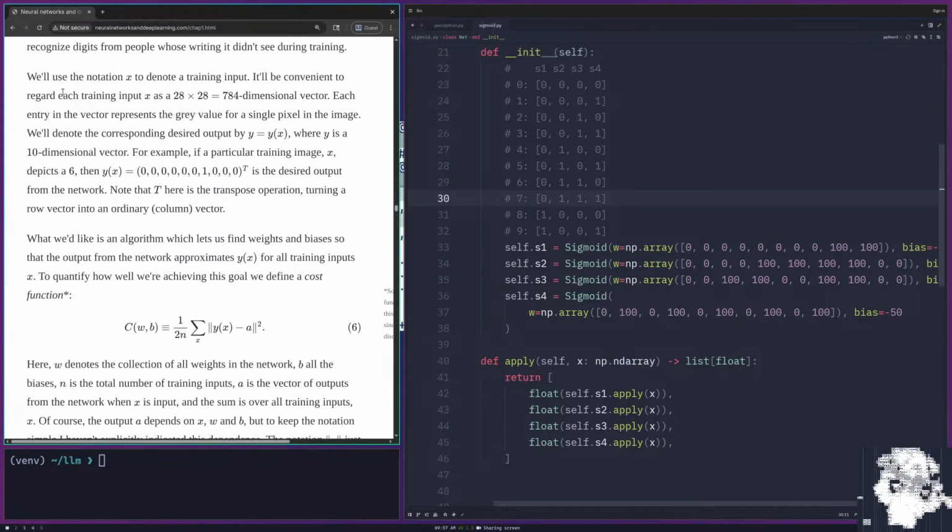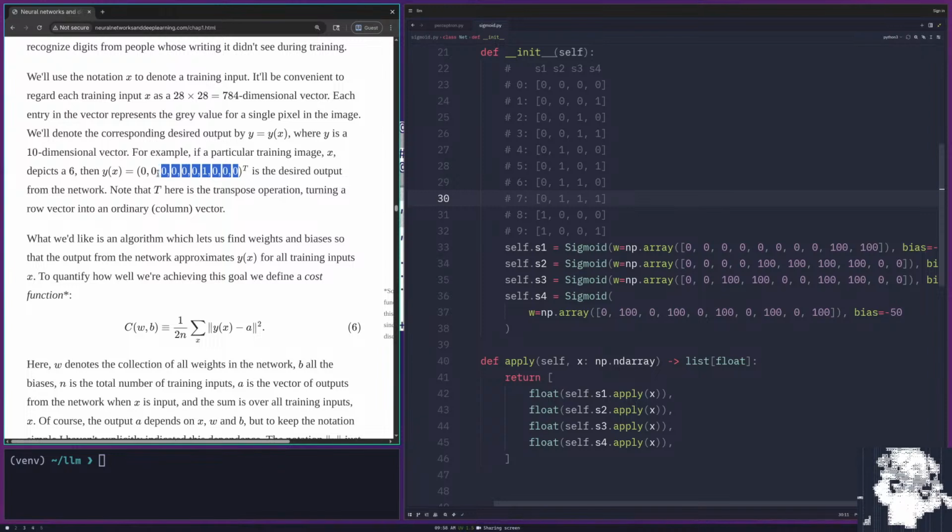We'll use the notation x to denote a training input. It'll be convenient to regard each training input x as a 28 by 28 = 784 dimensional vector. Each entry in the vector represents the gray value for a single pixel in the image. We'll denote the corresponding desired output by y = y(x), where y is a 10-dimensional vector. For example, if a particular training image x depicts a 6, then y(x) = (0, 0, 0, 0, 0, 0, 1, 0, 0, 0) transposed.